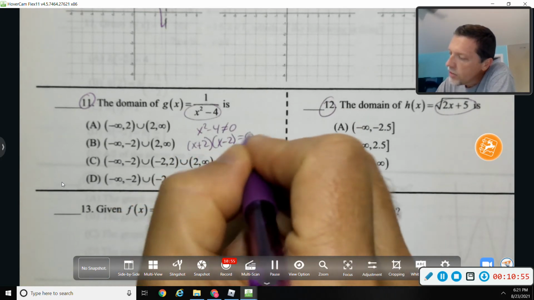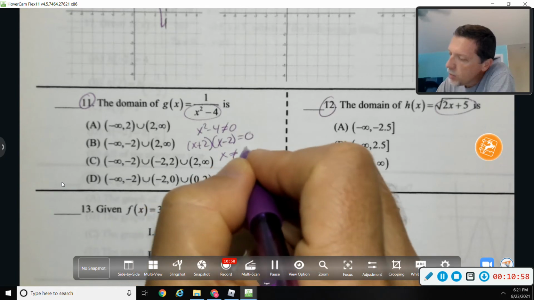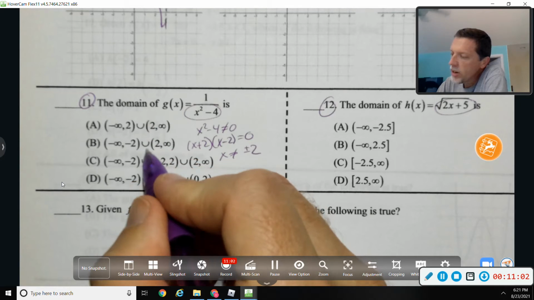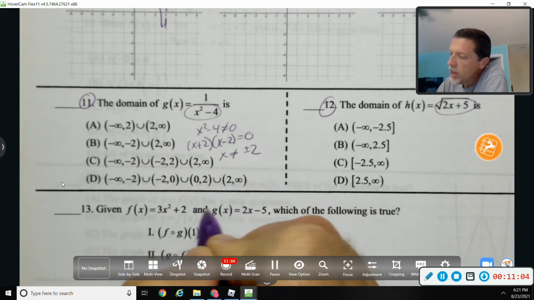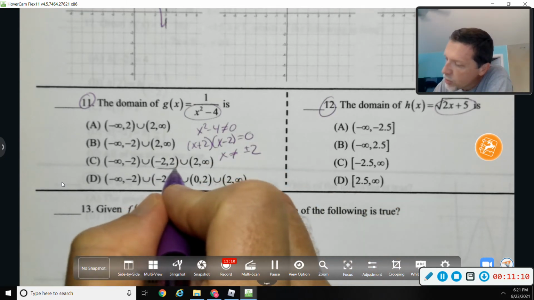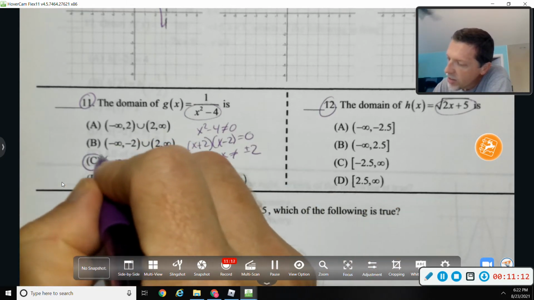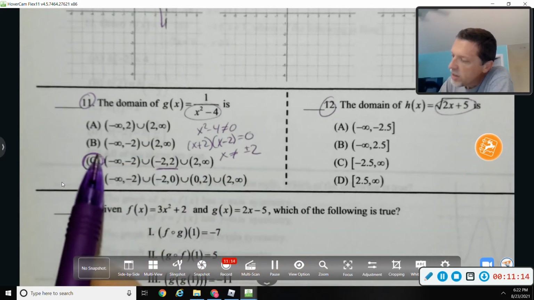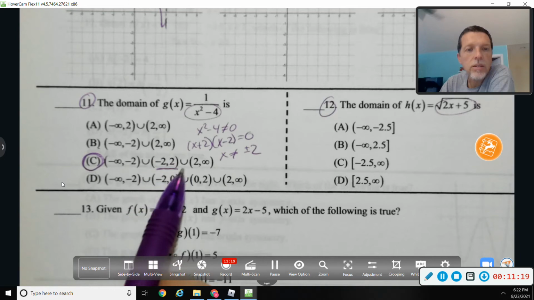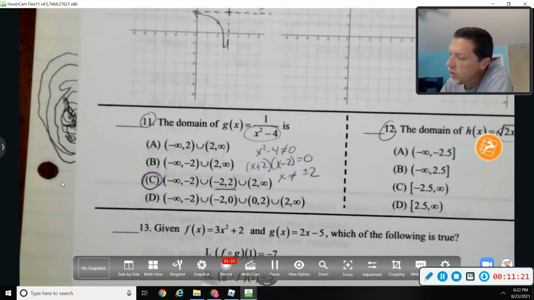So however you get there, x can't be plus or minus 2. And that's the accurate answer, but we want our answer in interval notation. So we want to exclude 2 and negative 2. But we want to make sure we include the space between negative 2 and 2. So sometimes people put answer choice B, but that leaves out negative 2 to 2.